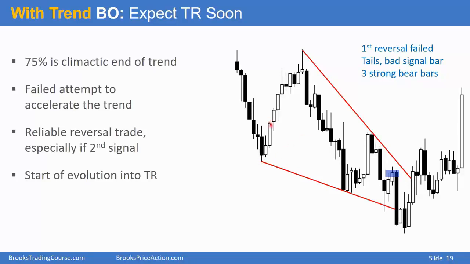Think about what's happening here. We have a reversal up, reversal up. You can draw a line, 1, 2, and then you wait to see what happens on the third test of the line. And we tried to reverse up, but not a particularly good reversal. We have 3 decent bear bars here. And then look what the bears did next. A very strong bear bar.